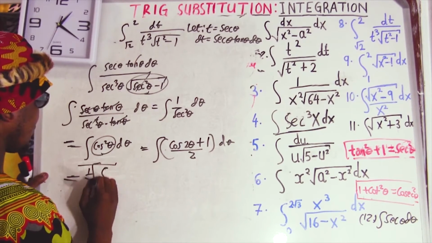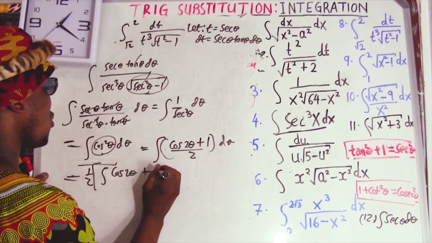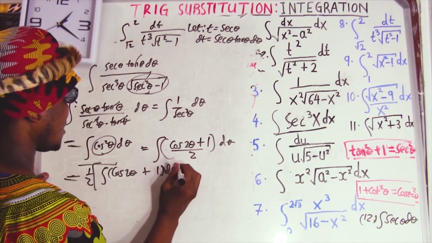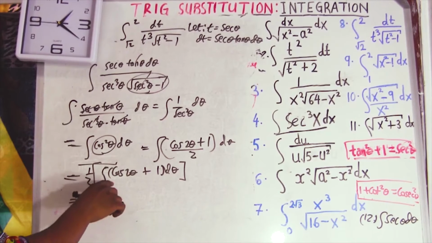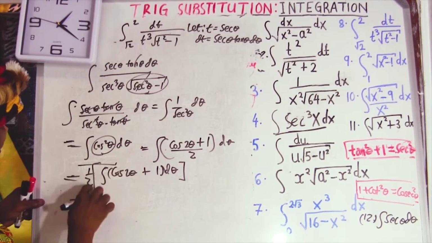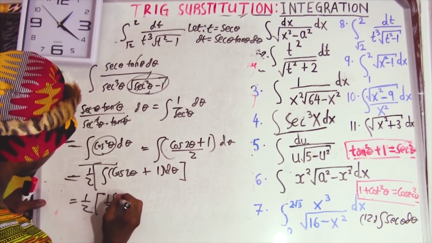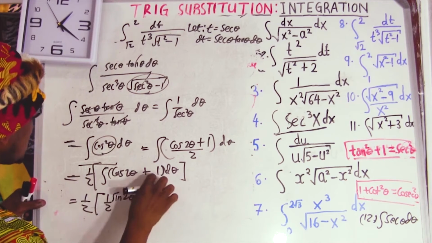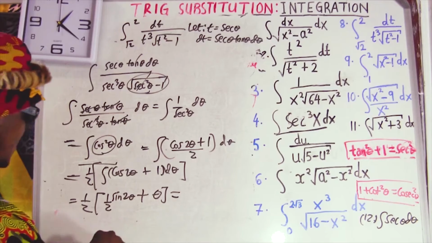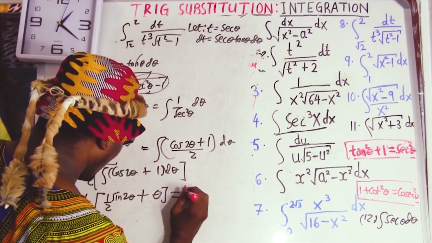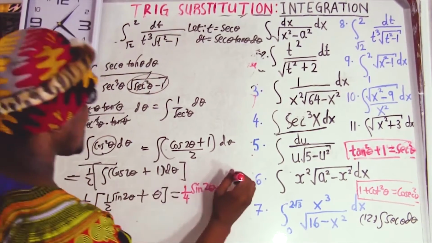Okay, the integral of cos 2 theta plus 1, with 1 over 2 in front. When you integrate this, it will give you 1 over 2 sine 2 theta, and the 1 will just give theta. So let me say 1 over 4 sine 2 theta plus theta over 2.